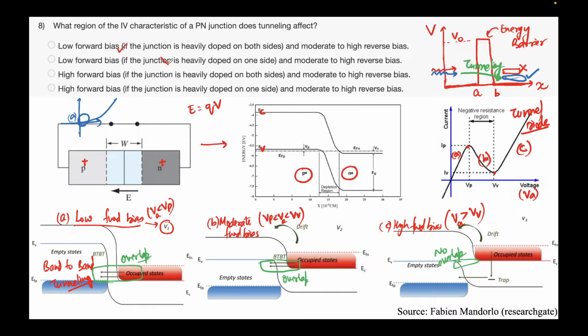No, if it's on one side, tunneling cannot happen because the depletion width will be too large. High forward bias, no, you see it's drift that will be dominant. So this is incorrect, and high forward bias again will not be correct. So it seems that option A is the only correct one. But I'll also try to go through the reverse bias side of this problem.